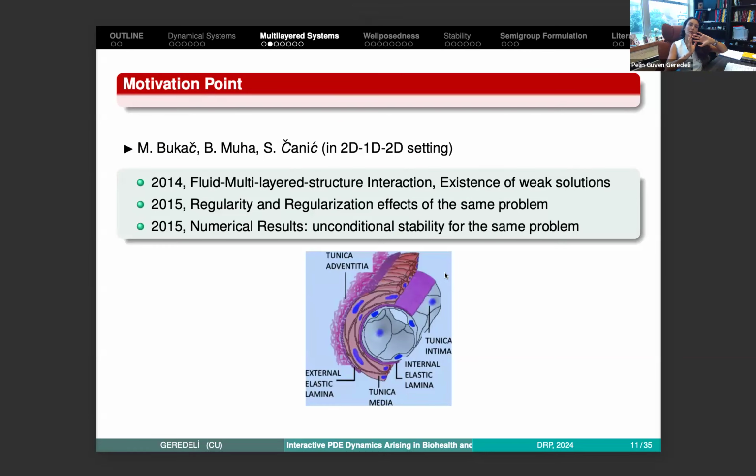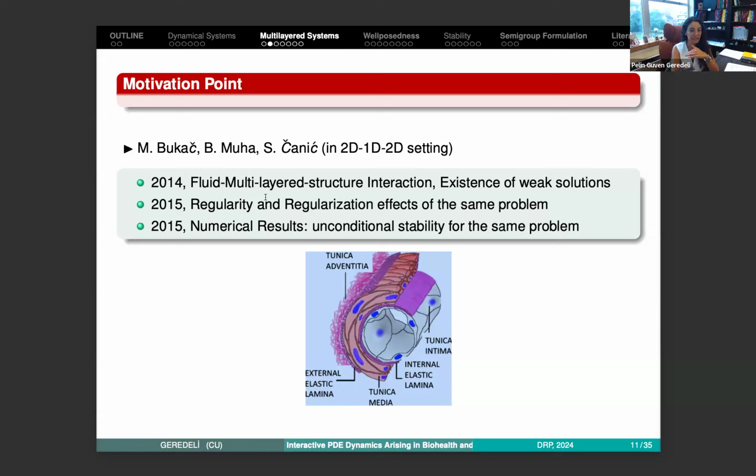And so from the biological picture, how do we see things in mathematics? Of course, this is the question. My first example is going to be the multi-layered composite structure fluid interaction PDE system, and these systems were first analyzed by some researchers, Martina Bukac, Boris Muha, and Sanja Canic. They worked on these kinds of systems, and they started by thinking about mammalian arteries. They say the interaction between the arterial walls and the blood happens in the blood transportation process, and how can we decrease, for example, the aneurysm?